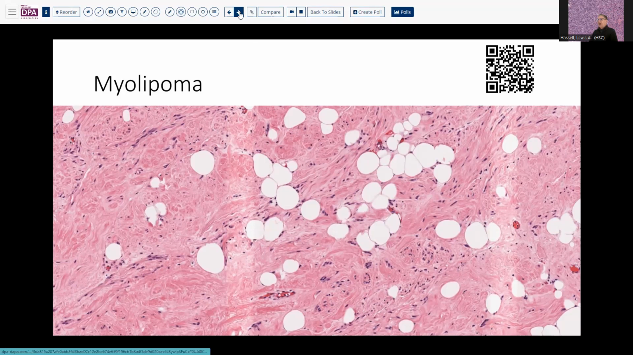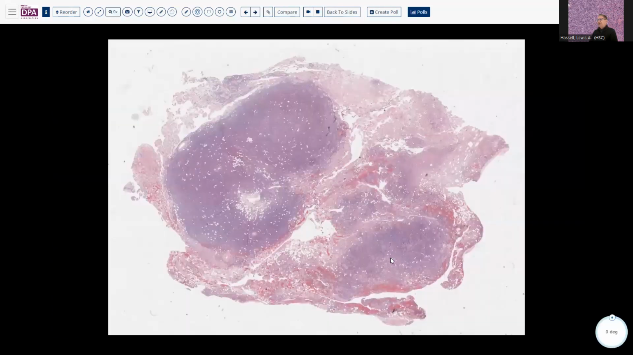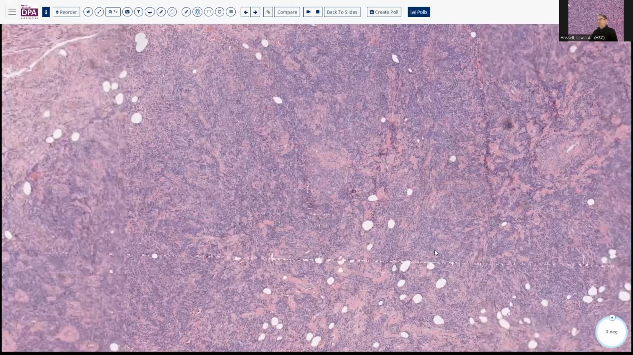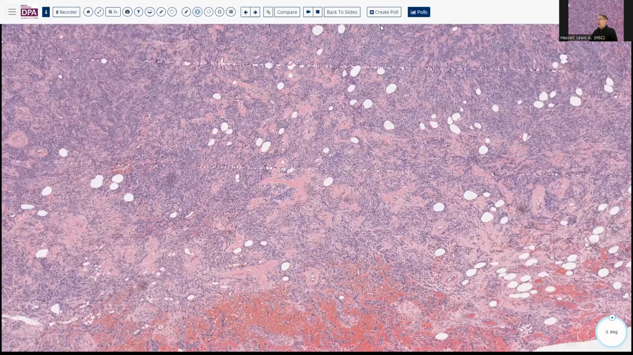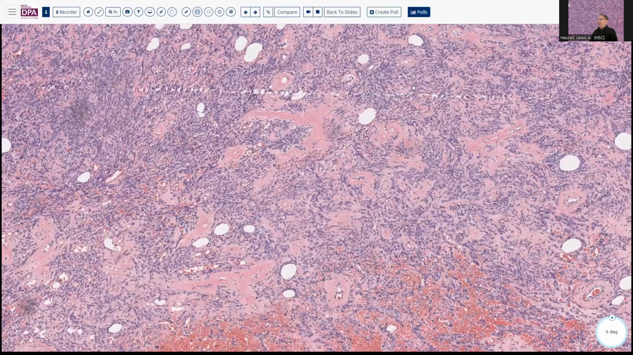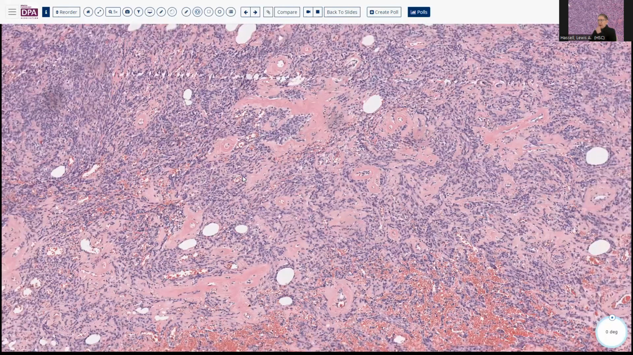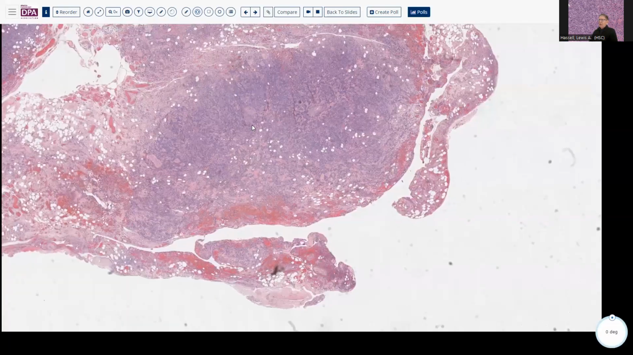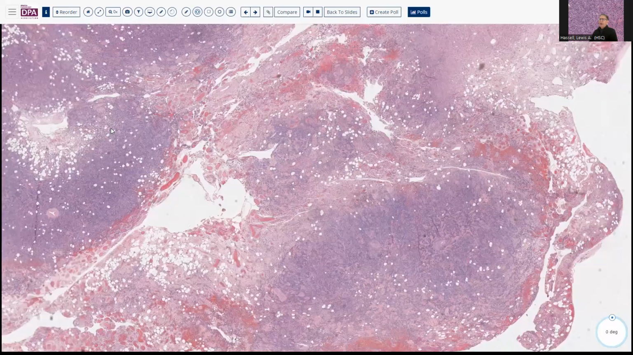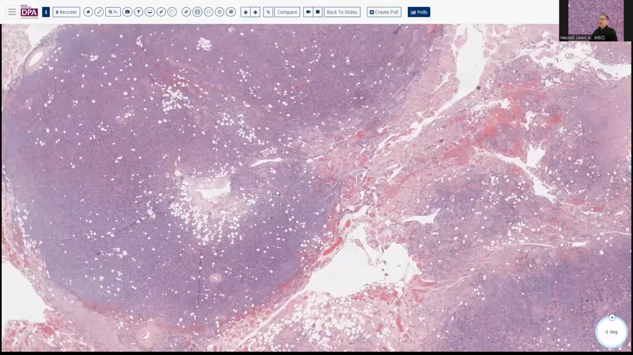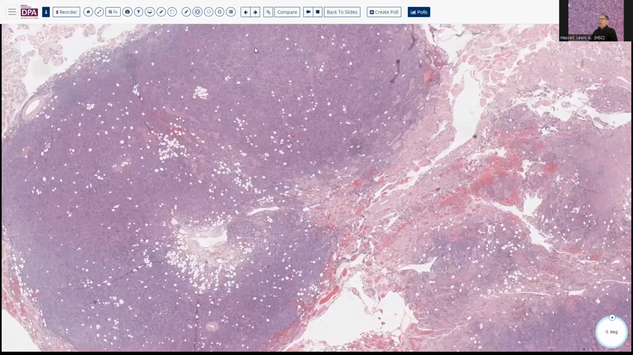Now, I've included here a slide. I believe this qualifies as a lipoleiomyoma, so this was probably from the uterus with this admixed fat. Now, in the uterus, not necessarily in other locations, these tumors can be associated with progression to liposarcoma of varying type. So in the uterus, it's been hypothesized that this is a precursor lesion. We don't have that knowledge about myolipoma in other sites, however.